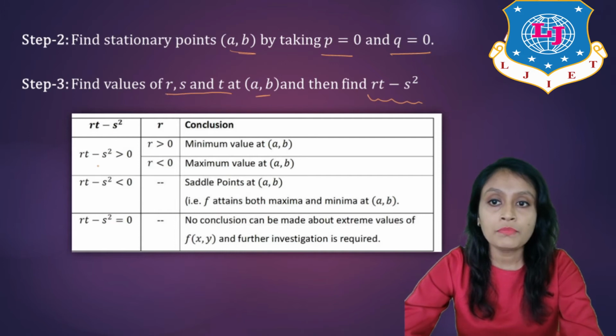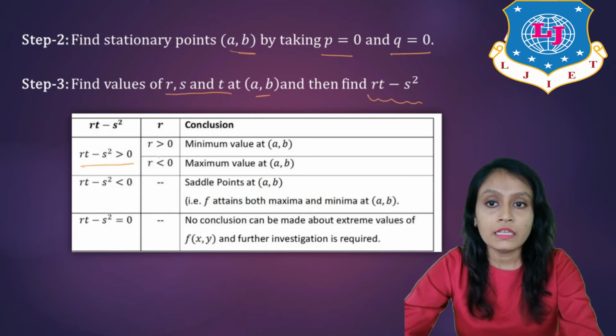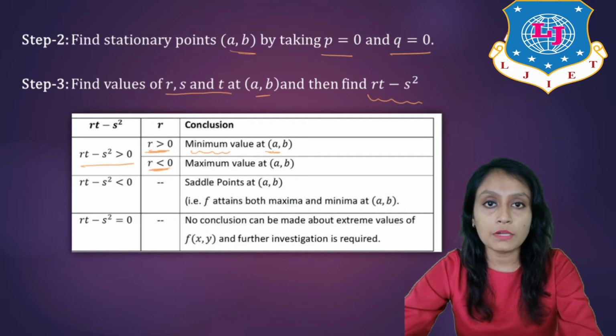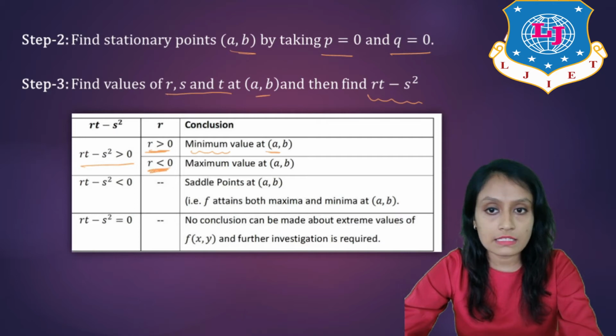So, firstly, if RT minus S square is greater than 0, then there arise two possibilities: R greater than 0 and R less than 0. Okay, so whenever we have R greater than 0, you will get minimum value at this particular point (a, b). If you have R less than 0, then you will get maximum value at this particular point (a, b). So first condition should be this RT minus S square should be greater than 0 to get extreme values.